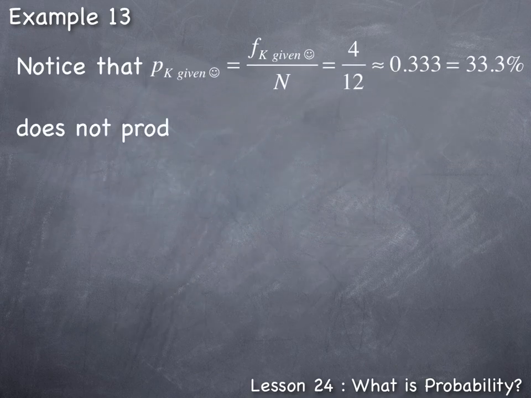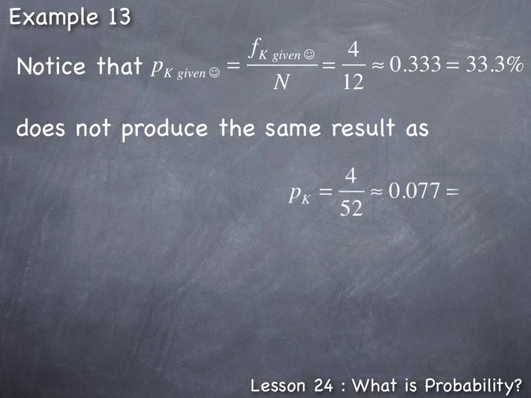Now notice that this given probability does not produce the same result as the non-given probability. That is, the probability that the randomly selected card is a king when we're not given any information is 4 kings out of 52 total cards, and 4 out of 52 is 7.7%. 7.7% is not equal to the 33.3% probability. That's the probability of selecting the king given that we know it's a face card. That's because kings are just one of the 13 types of cards, but kings are just one of the 3 face cards.